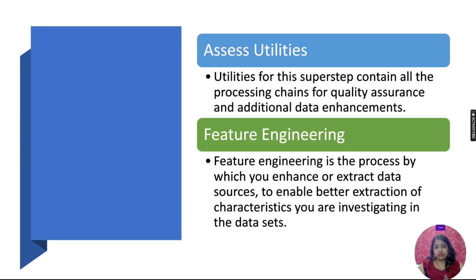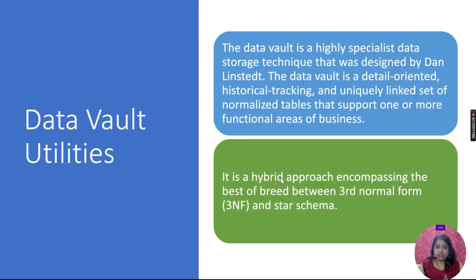Now, access utilities. This super step contains all the processing chains for quality assurance and additional data enhancement, which is required at the time or maybe in different applications. Then comes the feature engineering. It is the process by which you enhance or extract data sources to enable better extraction of characteristics you are investigating in the data set.